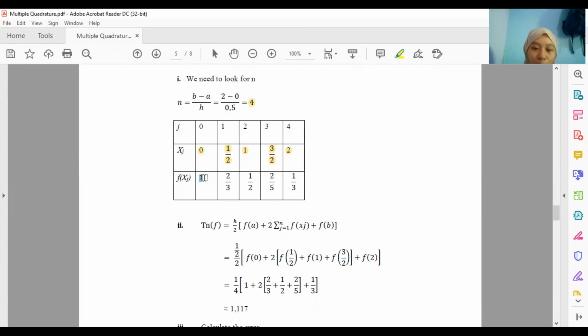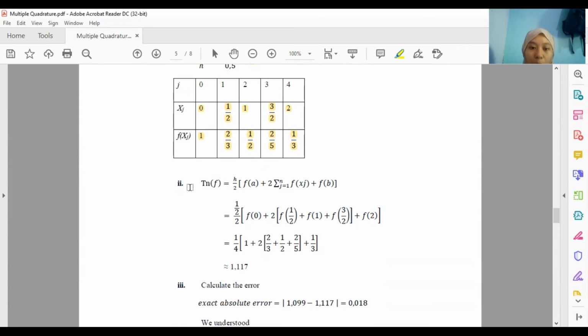f(x0) is equal to 1, f(x1) is equal to 2 over 3, f(x2) is equal to a half, f(x3) is equal to 2 over 5, f(x4) is equal to 1 over 3.